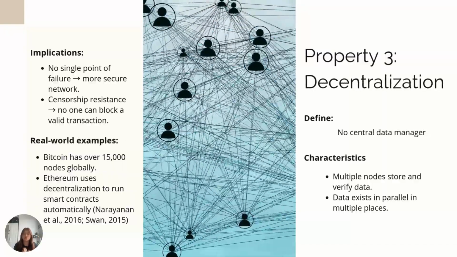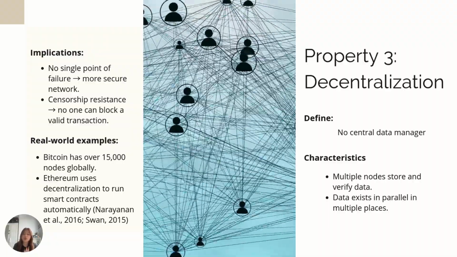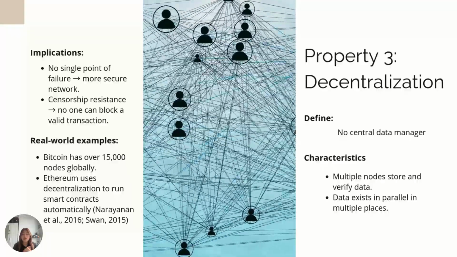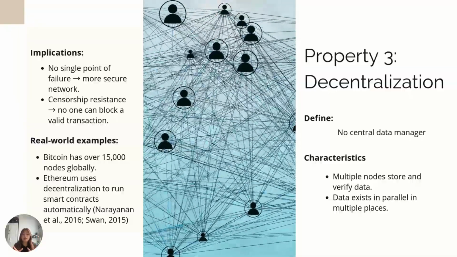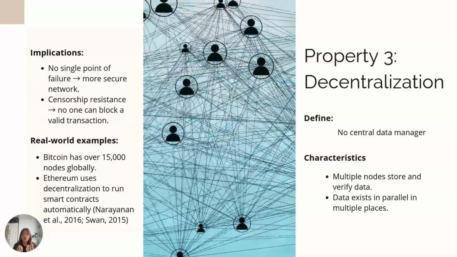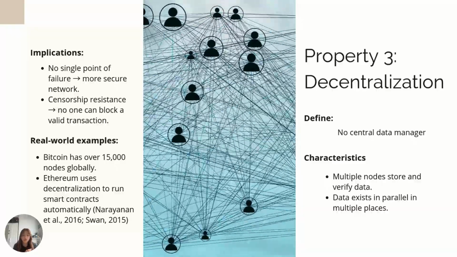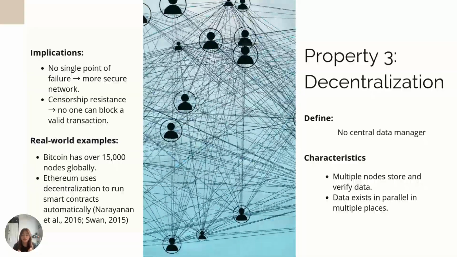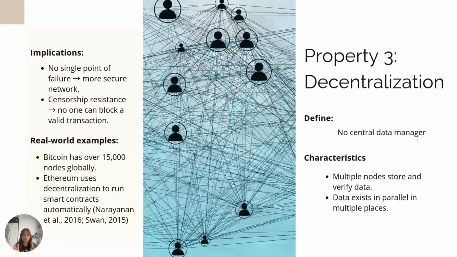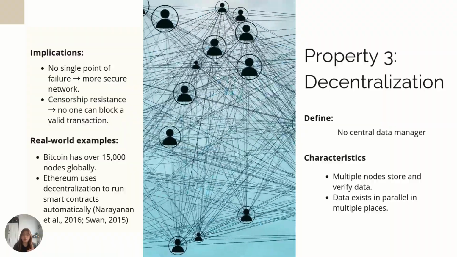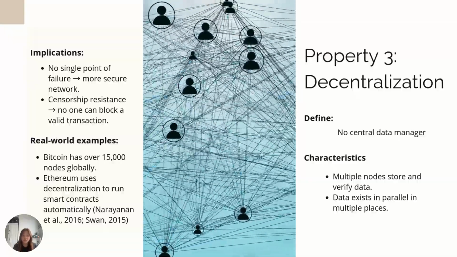And we go to the last but also important property, decentralization. Instead of one central server storing and controlling the data, thousands of independent computers, or nodes, around the world maintain the blockchain. This means there is no single point of failure. If one node goes down, the others continue to maintain the system. It means no central data manager. It also provides censorship resistance, so no one can block a valid transaction.